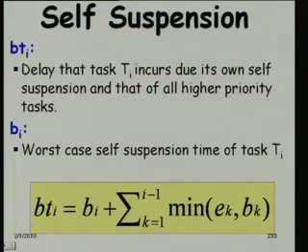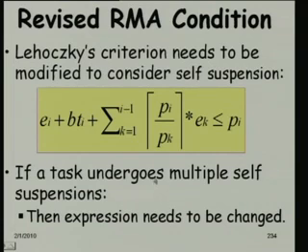Think of it. So, the maximum delay due to self suspension is Bti, which has two components: one is its own self suspension and the other is the minimum of Ek, Bk for every higher priority task, that is k equal to 1 to i minus 1. Now, we need to change Lehoczky's completion time theorem as follows.